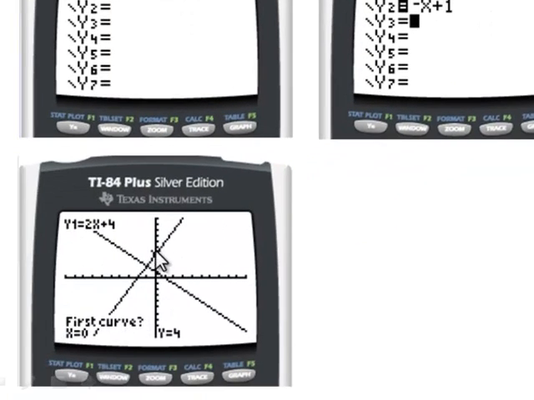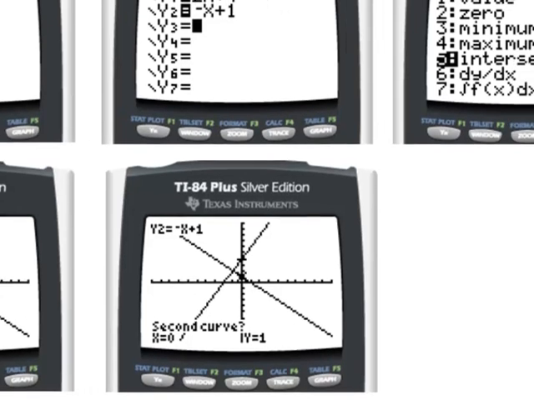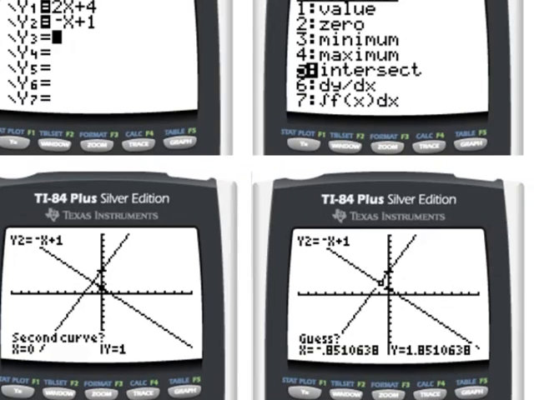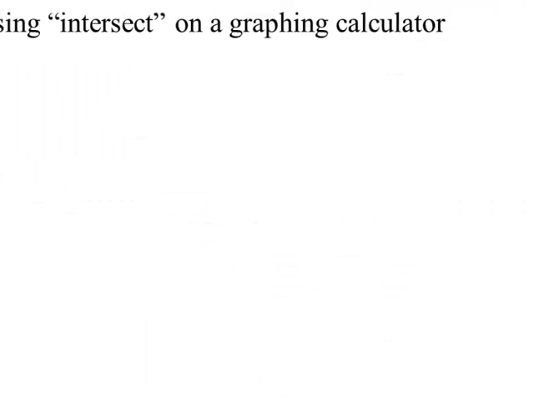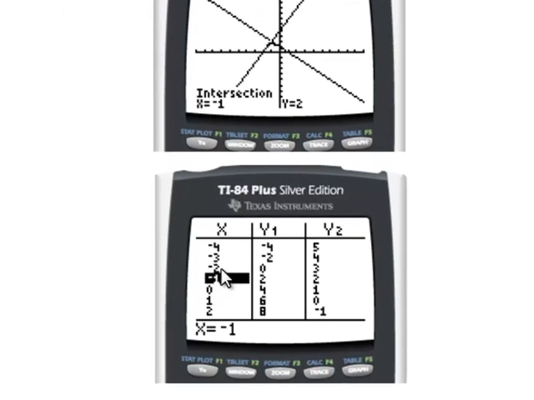The first thing the calculator asks is for the first curve. We pick a point on one line, we hit enter. Then next it asks for the second curve, so normally it automatically jumps to the second line. We hit enter. And then it asks for a guess, so you put your cursor close to where you think the intersection point is. You hit enter. And then it comes back and tells you that the intersection is negative 1, 2. We can double check this by using our table feature. When x is negative 1, the two y values are the same value, 2.